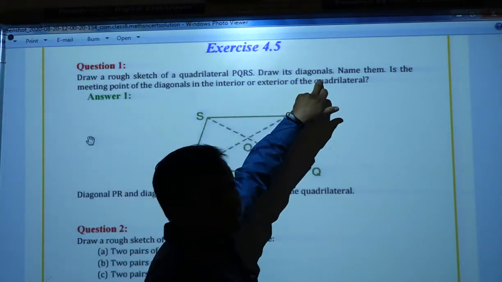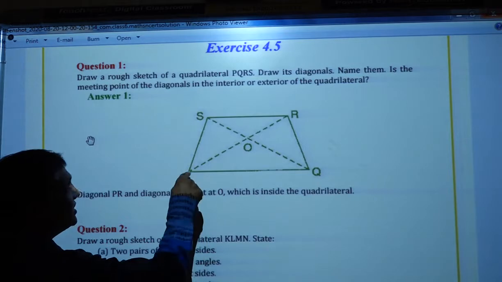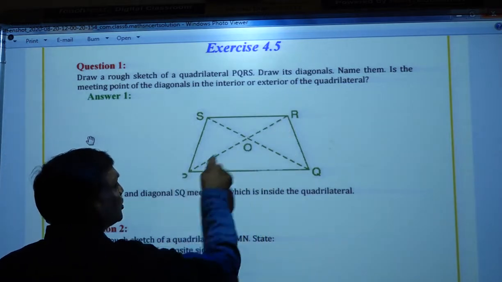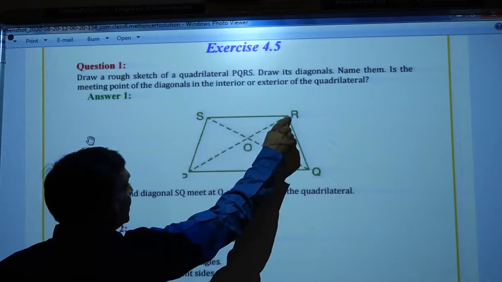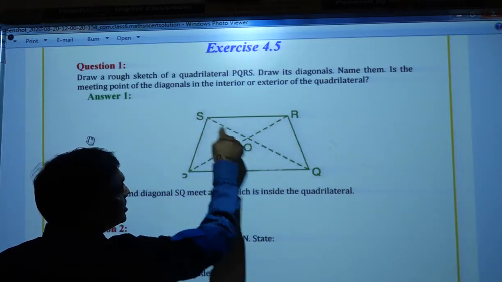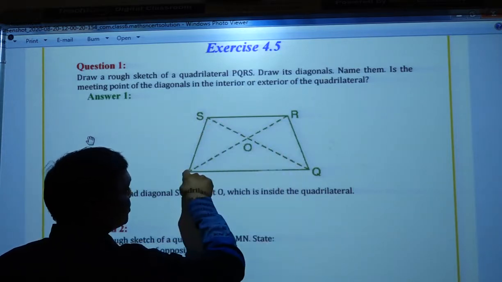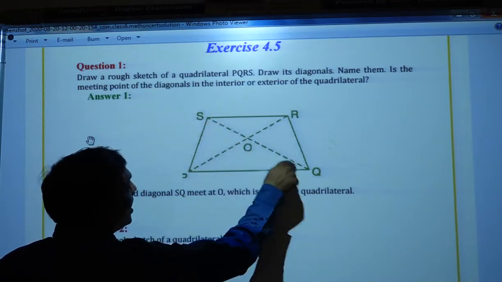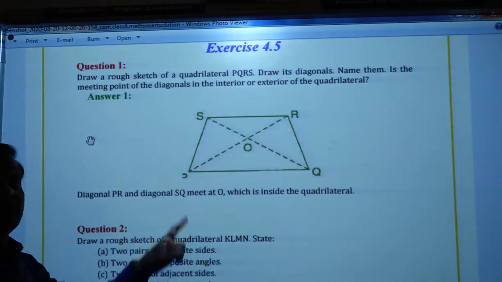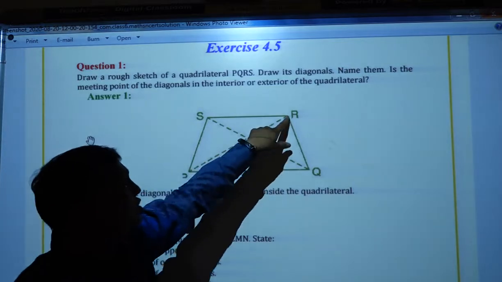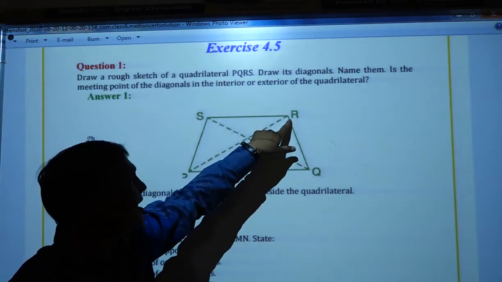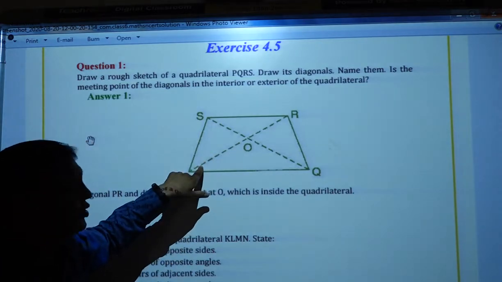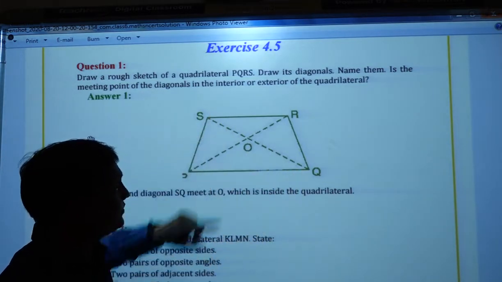Draw its diagonals. Diagonal means what? Diagonal means when you connect these opposite points to each other. So PR is one diagonal and SQ is the other diagonal. So PR and SQ are two diagonals. A diagonal is a line which connects opposite points of the quadrilateral. So this line is a diagonal and SQ is also a diagonal.